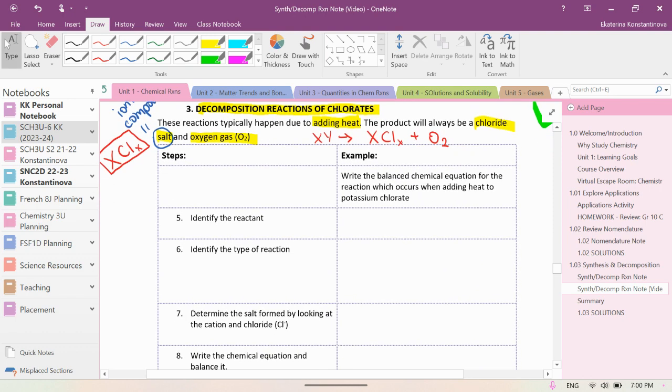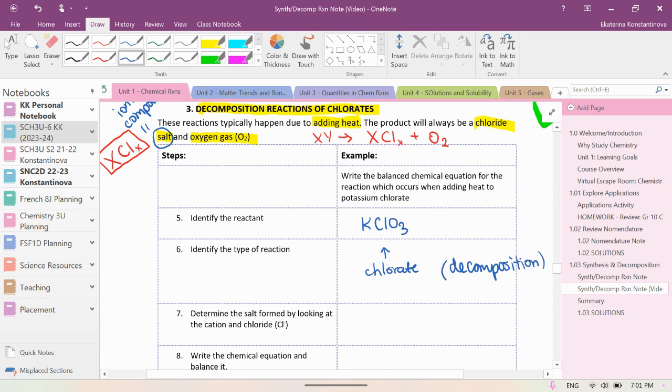Write the balanced chemical equation for the reaction which occurs when adding heat to potassium chlorate. So potassium chlorate is KClO3. Chlorate has a charge of -1. Potassium K has a charge of +1. So when we crisscross it, we get KClO3. Identify the type of reaction. Well, right away, the ClO3, we have a chlorate. That should indicate we have to do decomposition.